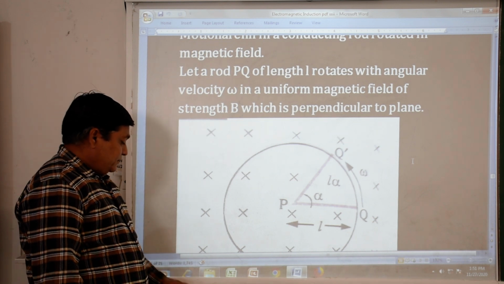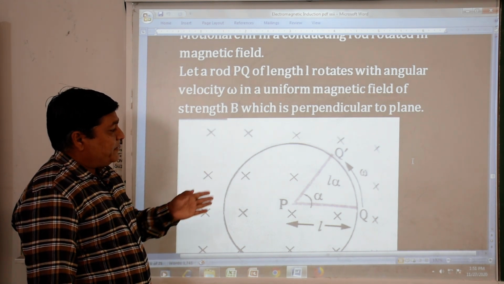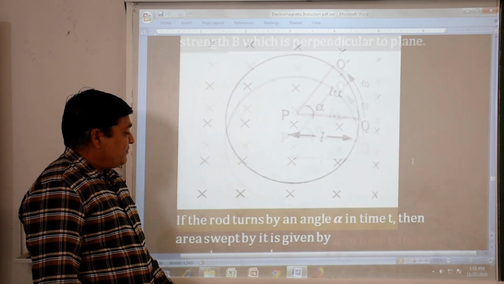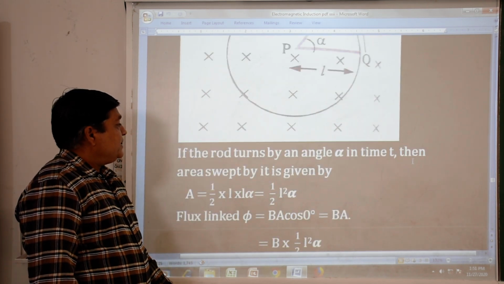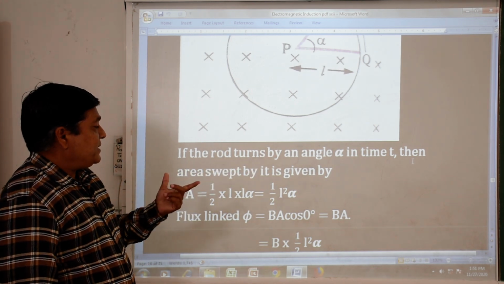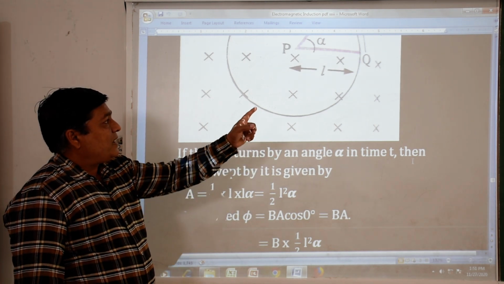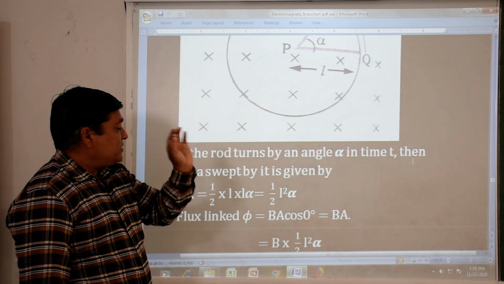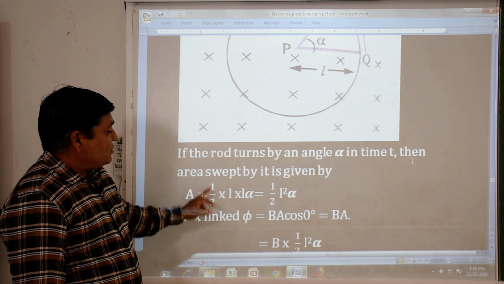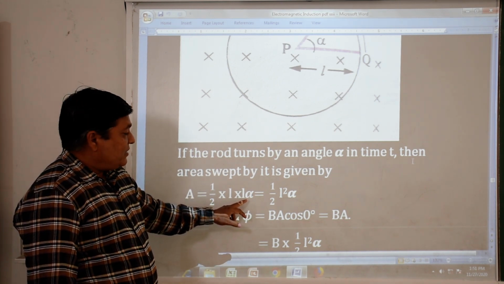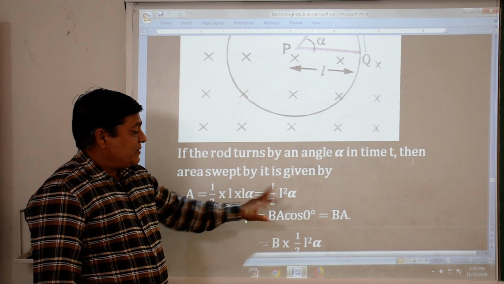Now the magnetic field here is perpendicular to the plane. By the cross symbol you can see that the magnetic field is perpendicular to it. If the rod is turned by angle alpha in time t, then the area swept out in moving the rod from point Q to Q dash, how much will be the area? Area is equal to half into L, the length of the rod, into the arc L alpha, so it becomes half L square alpha.